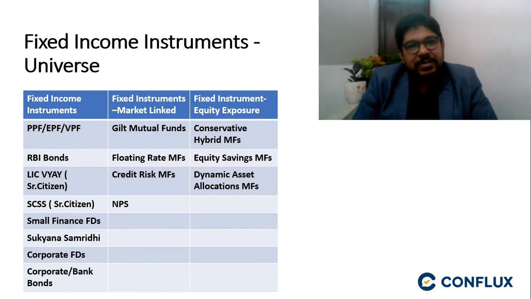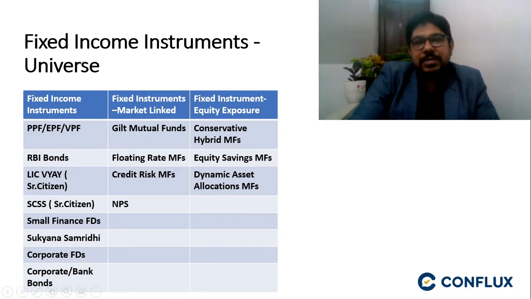The second basket is the fixed instruments which are relatively market linked. When I say market linked, it essentially involves the entire gamut of debt mutual fund categories. And the third category, which I believe can fulfill this objective, is fixed instruments which have a mild equity exposure. These equity exposures can range between 20 to 30%, but they are essentially tagged as fixed instruments. So in my understanding, these are the three broader categories one can look at to get a consistent 7 to 9 odd percent return for the next 8 to 10 years.